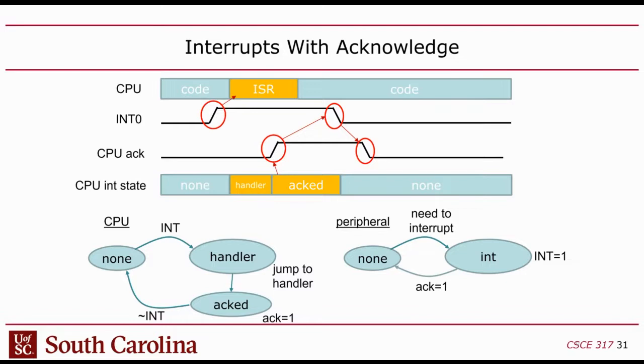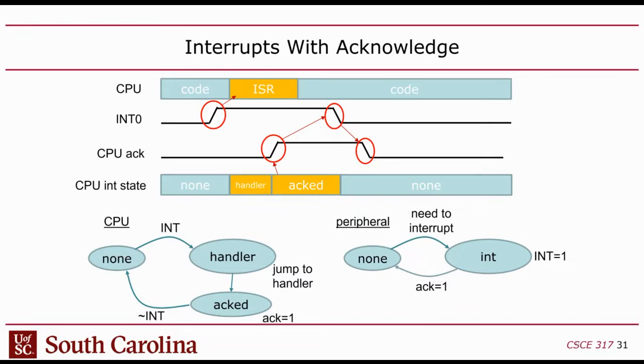So in other words, this is a two-way handshake. This allows the CPU to notify the peripheral that it acknowledged the interrupt, and the peripheral can notify the CPU that it acknowledged by dropping its interrupt request. In this case, the peripheral would always keep its interrupt high until the CPU acknowledges it. So this is a much nicer way to do interrupts.